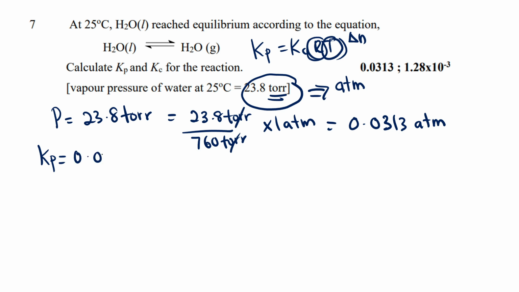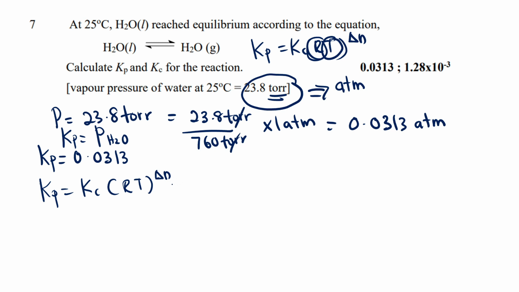So automatically our Kp we can write as 0.0313. Sorry, this one does not need a unit, because our Kp is equal to the partial pressure of H2O. So the partial pressure of H2O we already have, 0.0313 ATM. So this is our Kp. So Kp is equal to Kc RT delta N. So delta N is equal to gas 1 minus 0, so delta N is equal to 1.